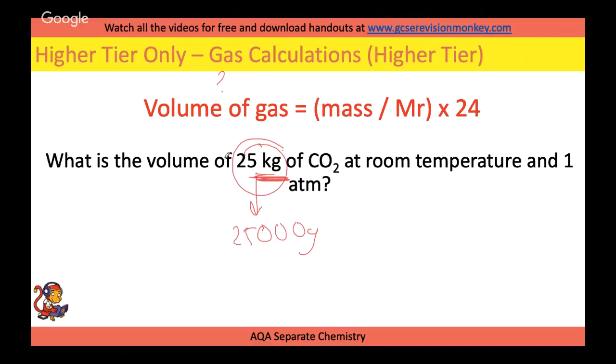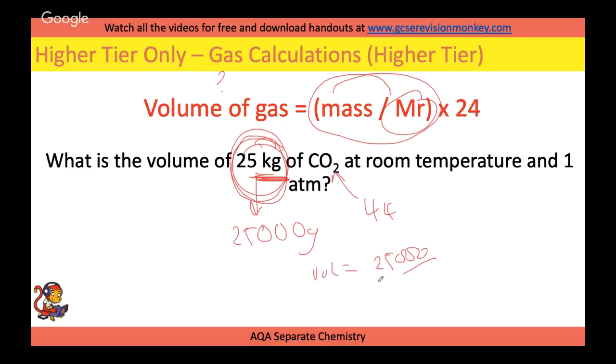So if we are rearranging this equation, we could be using the mass over MR or moles. Now this time they've only given us a mass. So we will need to do the MR of carbon dioxide, which is 44, 12 plus 2 lots of 16. So mass over MR, volume equals the mass, 25,000, over the MR, times by 24, to give us an answer of 13636.36 decimetres cubed. And obviously they'll tell you what significant figures to put in. If not, just round it to a sensible amount.